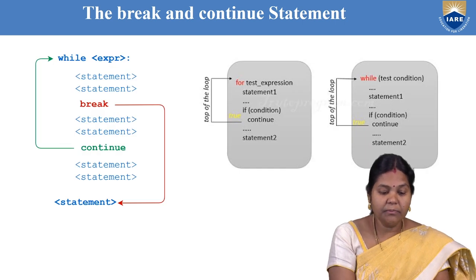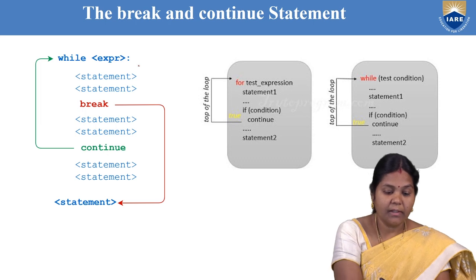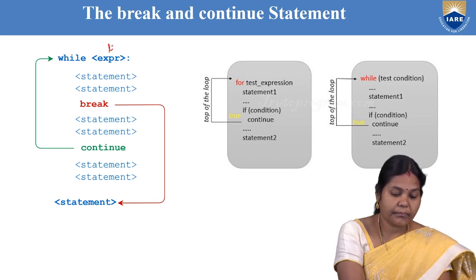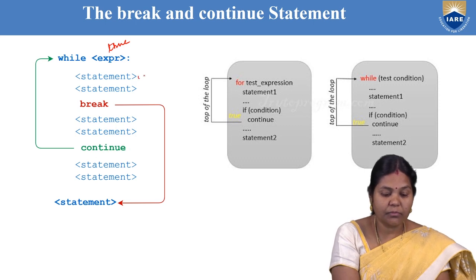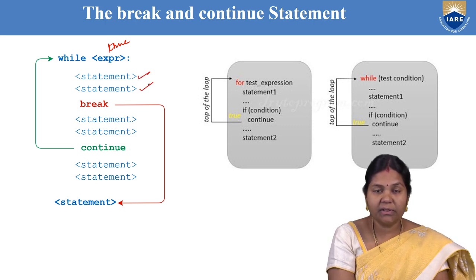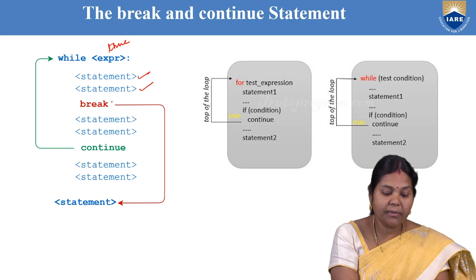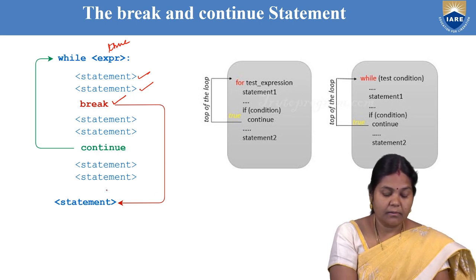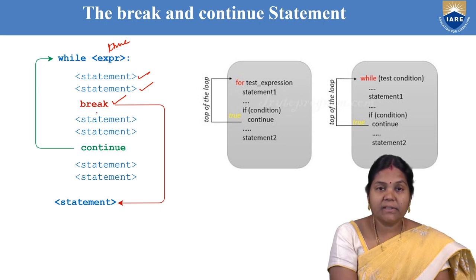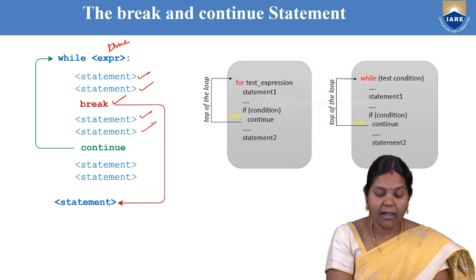Now you can see one example here. While expression, that means one condition is there. If this expression is evaluated to true, then the while loop continues. After executing a few statements, whenever the break statement is encountered, immediately control comes out of the loop. Otherwise, if the break statement is not there, then normally the execution of the statements continues.